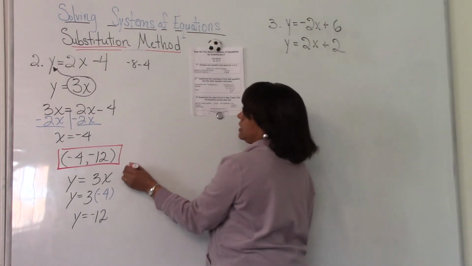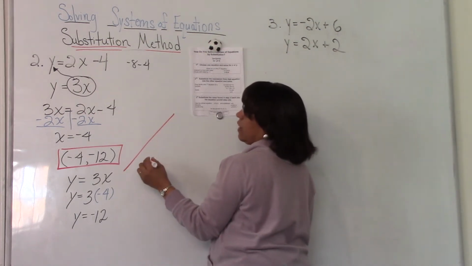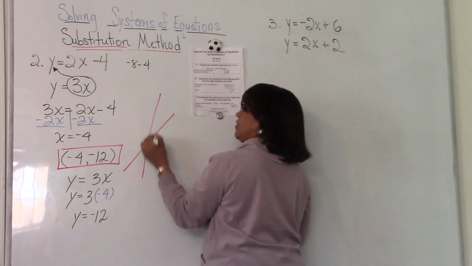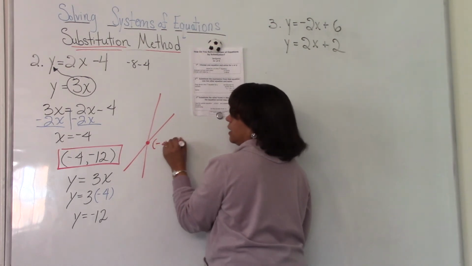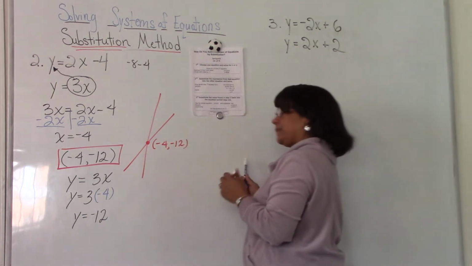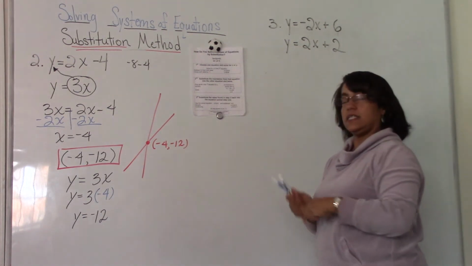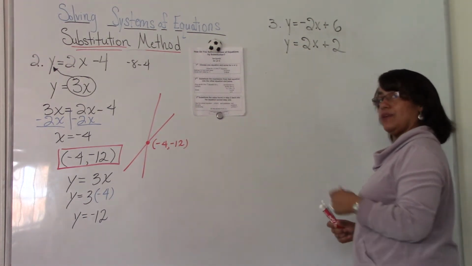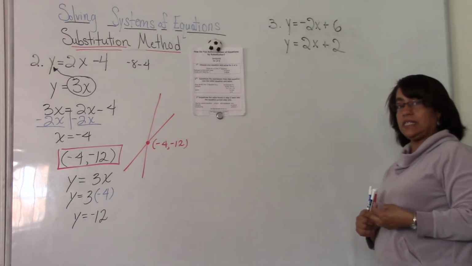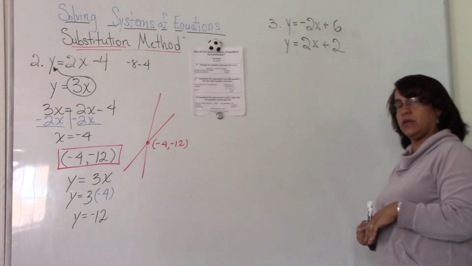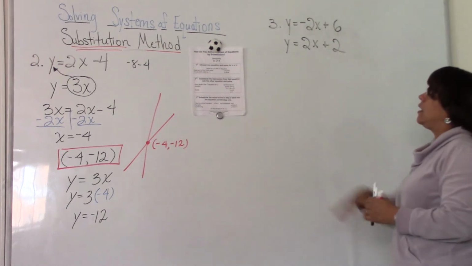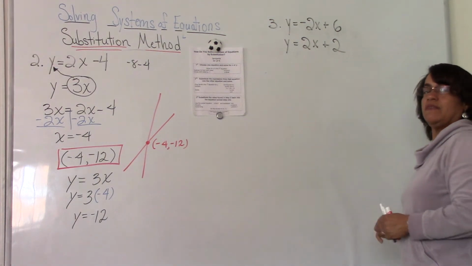So if we have these lines graphed, it looks like they both have a positive slope, then the point where they intersect is the solution, negative 4, negative 12. Okay? Okay, so that's the solution to that system of equations, and a system of equation has to have 2 or more equations. If you just have one equation, you don't have a system. Now let's look at number 3 and solve this system.